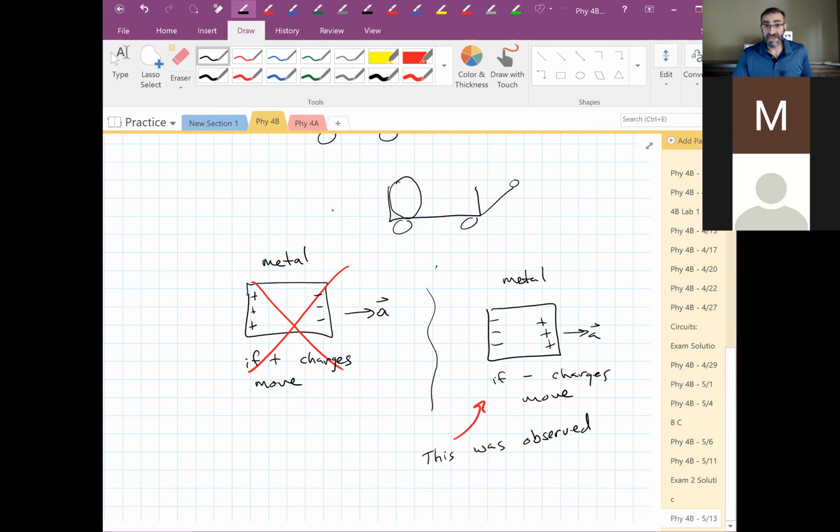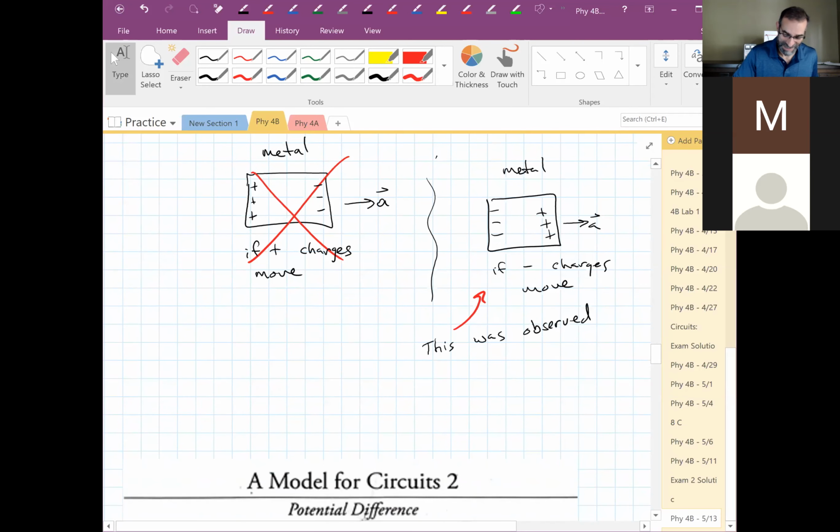I guess if both charges were moving, then the mass would matter, right? If they were both moving, the mass would matter. Luckily, that's not the case. That would complicate things.